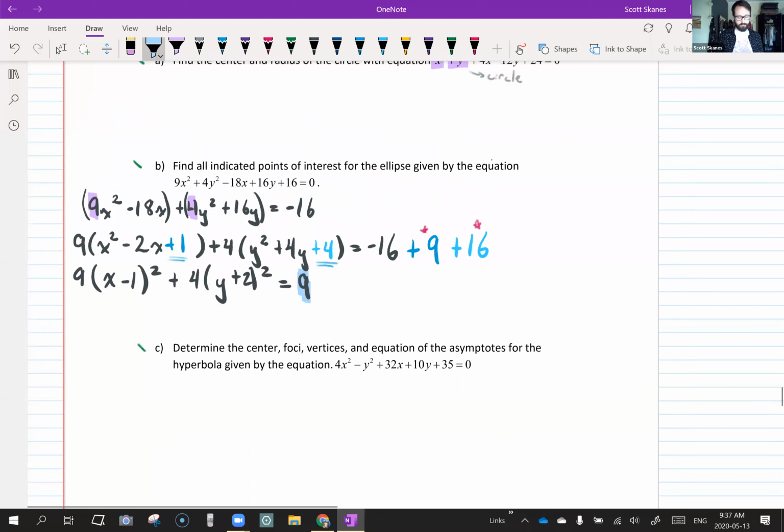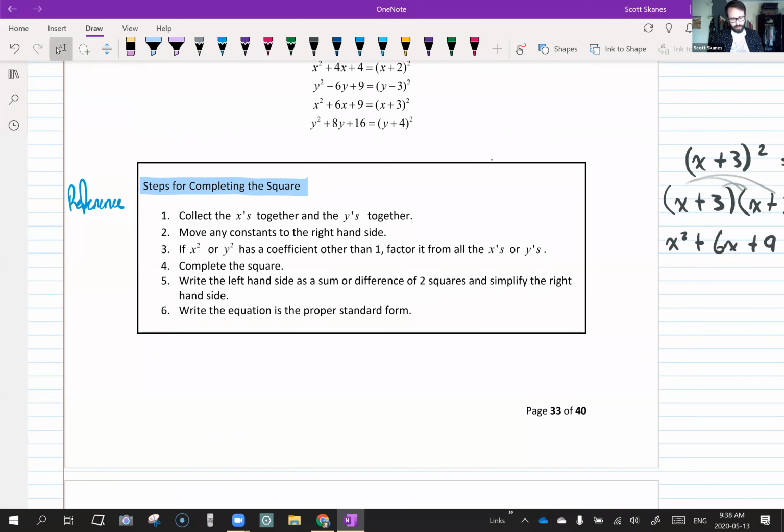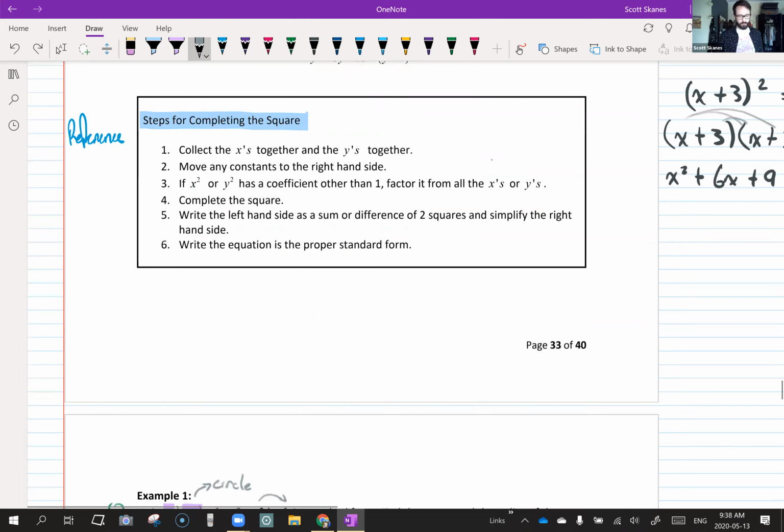So let me just creep back for a second. I don't mean to throw you all off. I want to look at the instructions. Did we do what we said we were going to do? Collect the x's and y's together. Yes, we did. Move any constants to the right-hand side. Yes. If x squared or y squared has a coefficient other than 1, factor them out. We did that. Complete the square. We did that. Write the left-hand side as a sum or difference of two squares, and simplify the right-hand side. We did that. That's part of completing the square. And then write the equation in proper standard form. So we need to force it into the form that we want it to be.